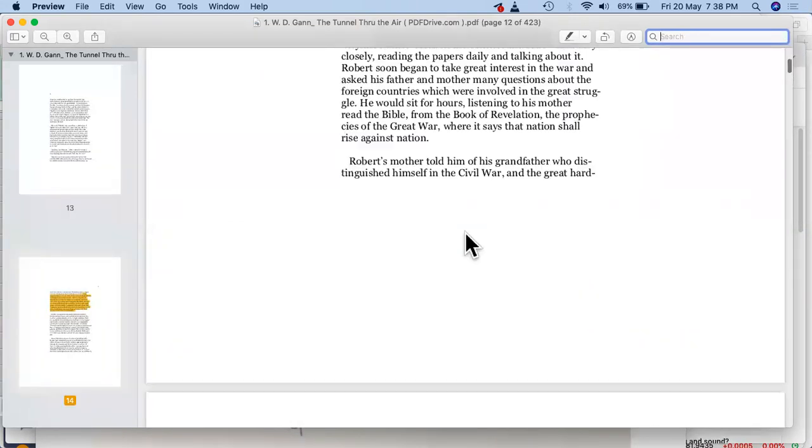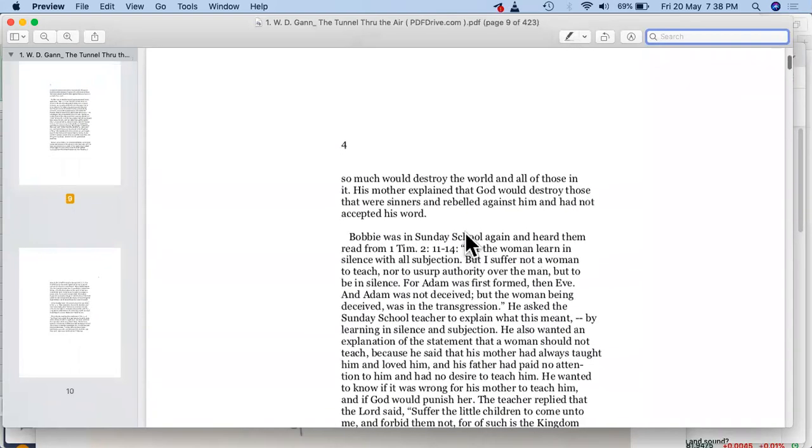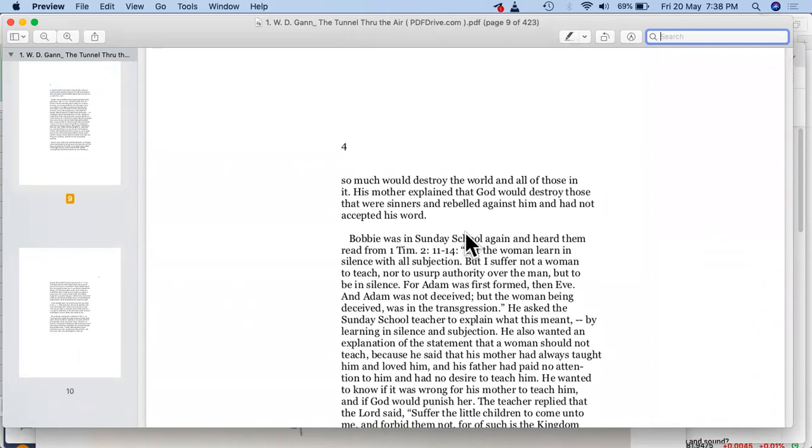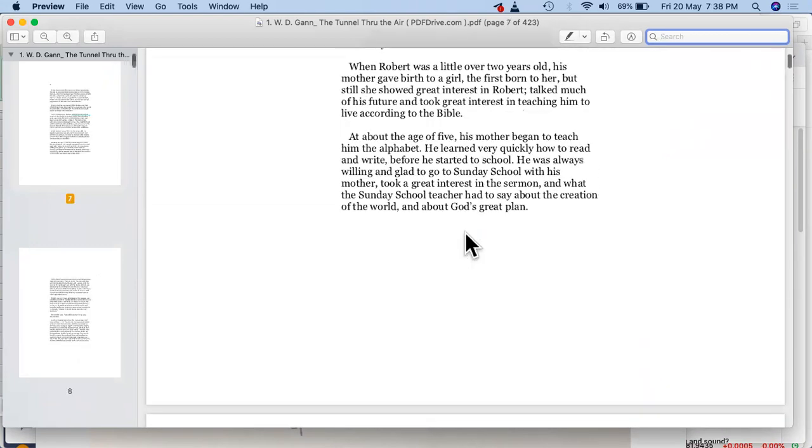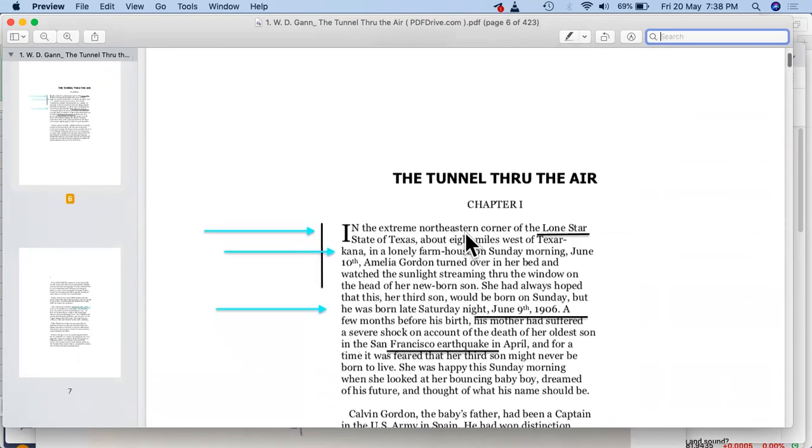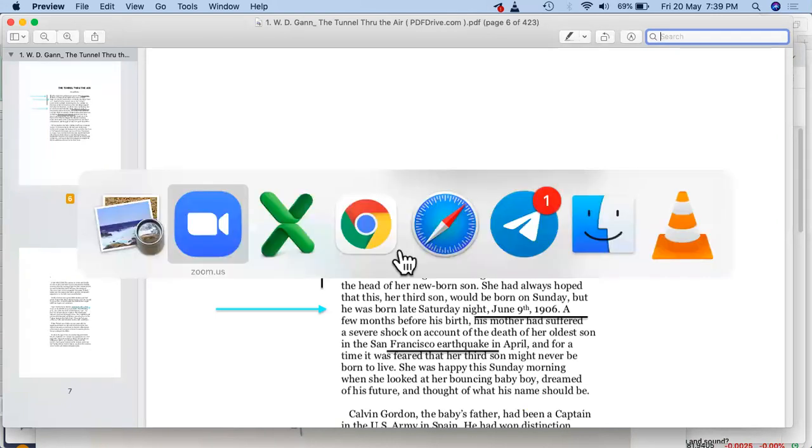Let's try to go further and understand how things are there. We have seen certain parts which are there in the book. We were there in chapter 1 and trying to understand a few of the things, right? So this is Tunnel Through the Air, chapter 1: in the extreme northeast corner of the Lone Star state of Texas. Now we see something very specific, a lone star. Now what is this lone star? You should generally write state of Texas or just Texas. That's it. That would have been much easier. But it's written as Lone Star.